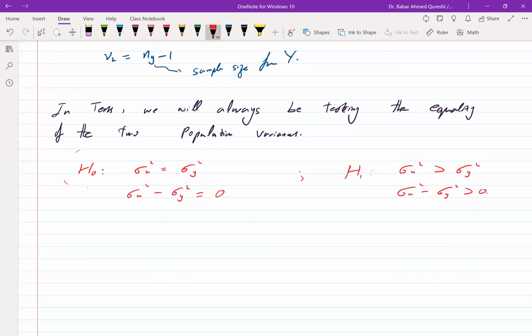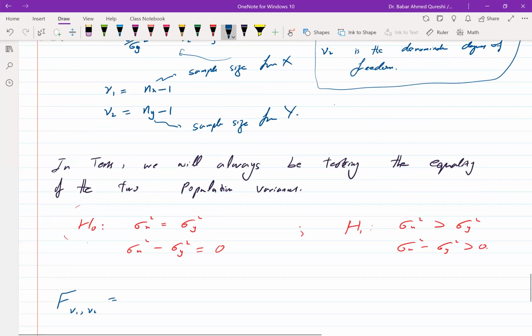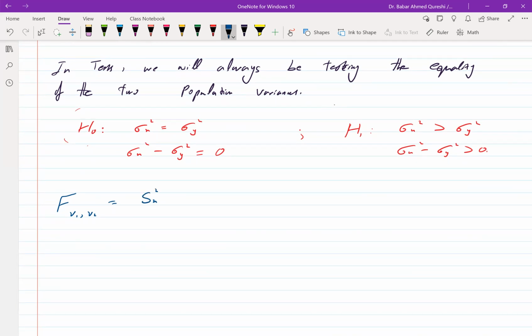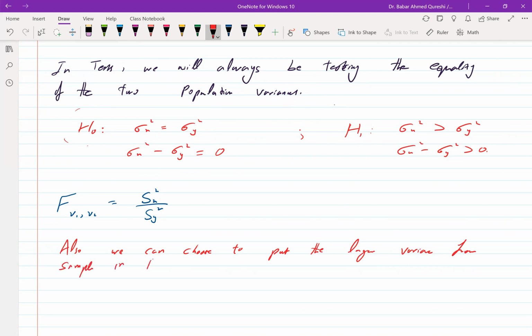Since your null hypothesis is that they are equal, this variable will simplify a little. The sigmas over here, since they are equal, will cancel. So you can just construct this variable by dividing the variances of your samples from the two populations. Also, we can choose to put the larger variance from the sample in the numerator.